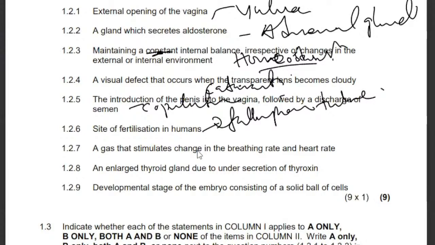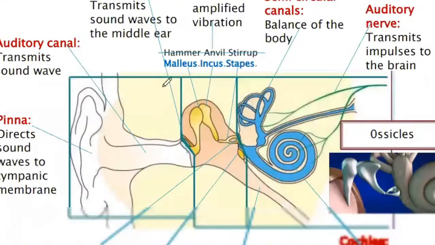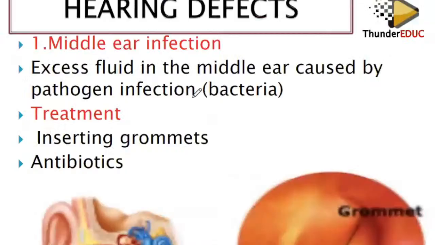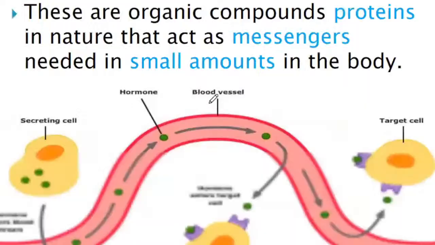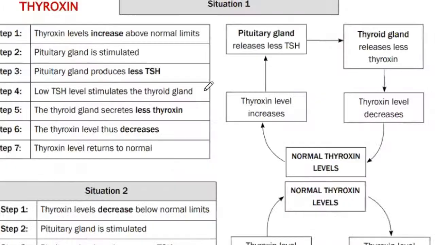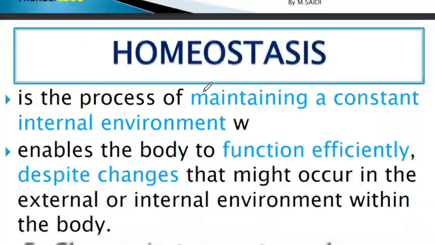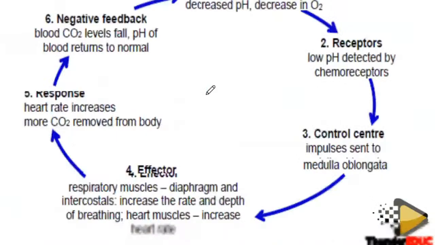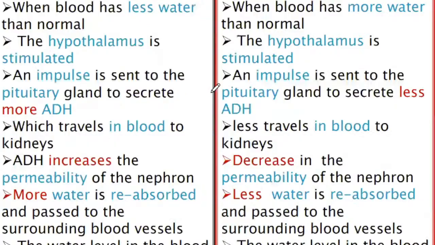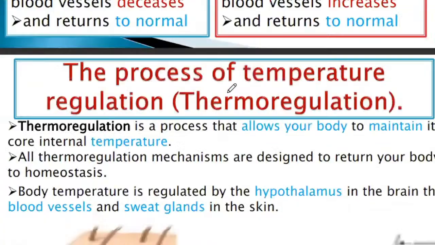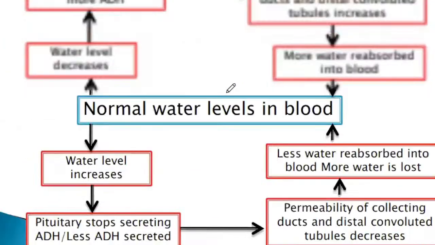The gas that stimulates the change in the breathing rate and the heart rate. How do you call this? We say that is carbon dioxide. We get this in the negative feedback mechanism. I told you that they like this carbon dioxide. I don't know why, but the rate at which they like carbon dioxide is too much, in such a way that they feel it is not good to explain the whole thing without talking about carbon dioxide. Yes, okay, I've passed it. It's here.